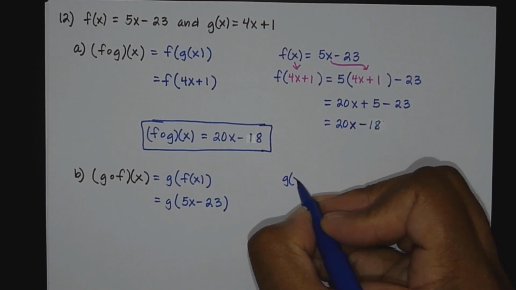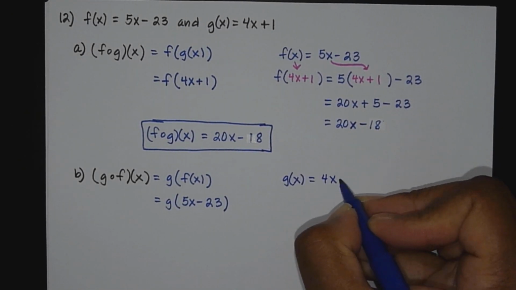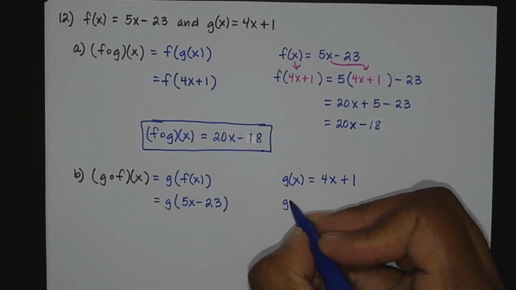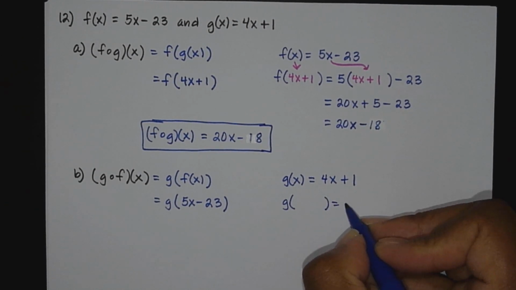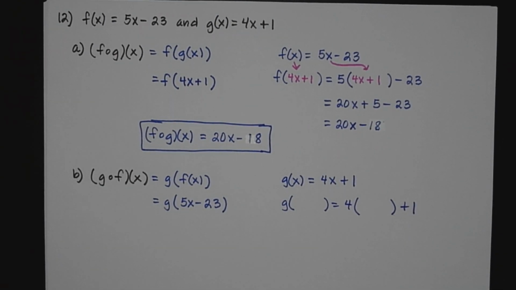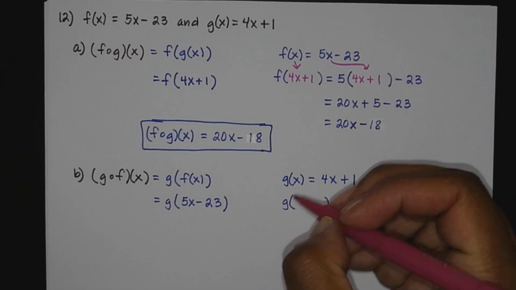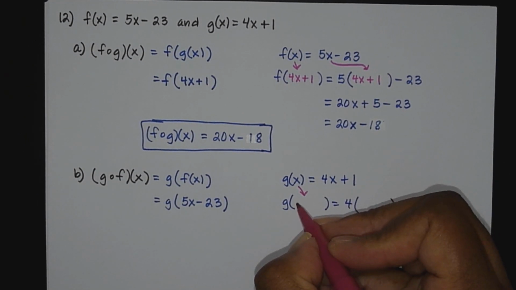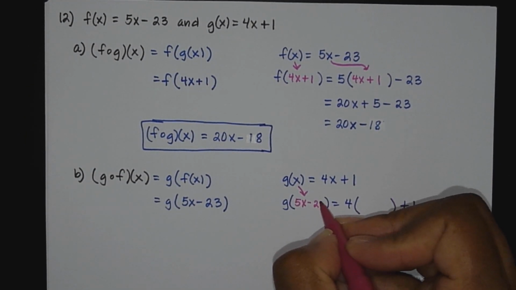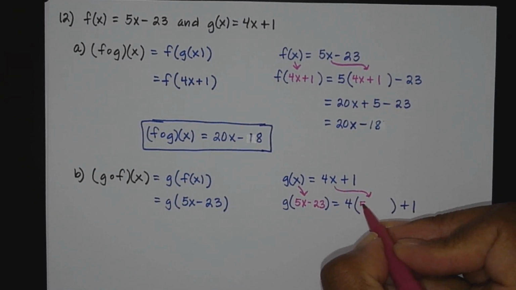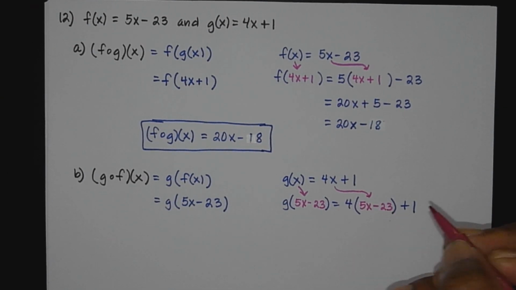Here, g of x is equal to 4x plus 1. So for every x in g of x, I'm going to substitute what f of x is. So in the g of x notation, that x will be replaced with f of x, which is 5x minus 23. And in the 4x plus 1, that x will be replaced with f of x, which is 5x minus 23.